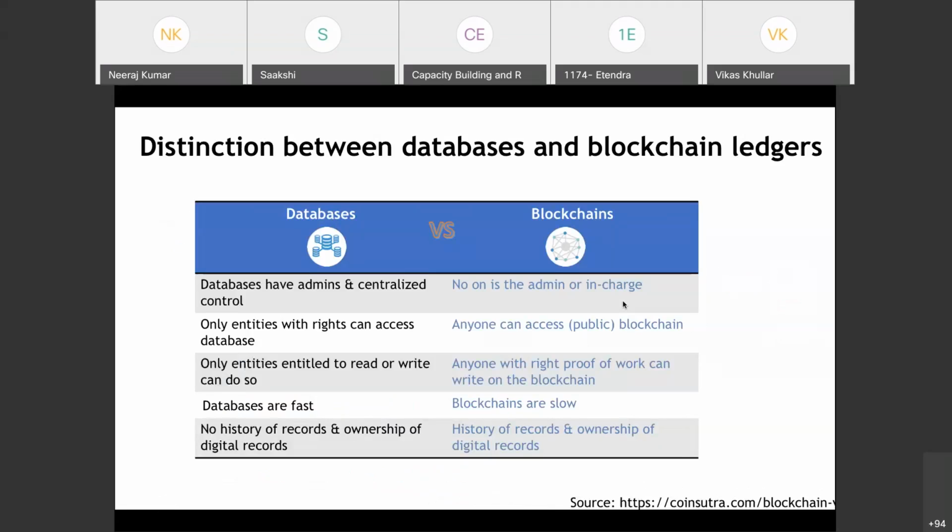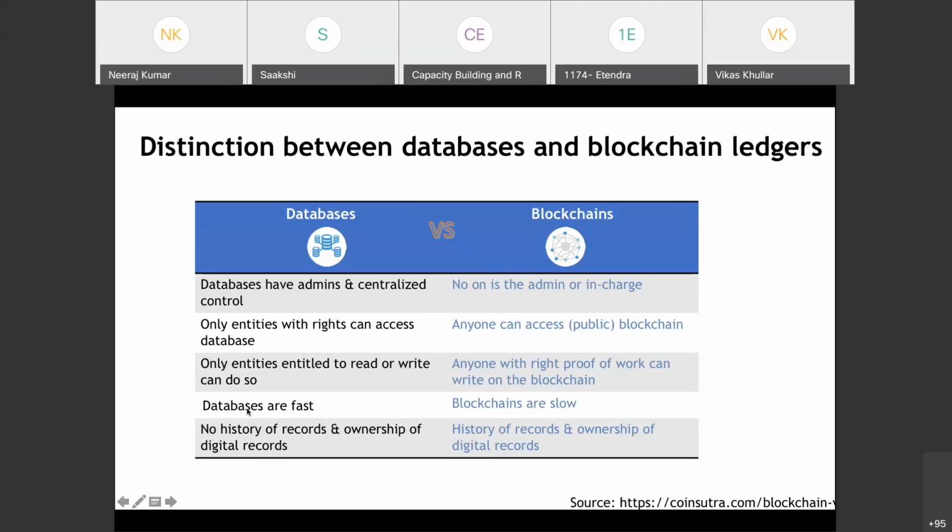So if we have to make a distinction between database and blockchain: a database has administration and centralized control, but in a blockchain there is no administration, and it is based upon a fully decentralized mechanism. In a database, only the entities with the right can access it. Here anyone can access the blockchain network. In a database, only the entities entitled to read or write can do so, but in a blockchain, anyone with the right proof of work can write on the blockchain.